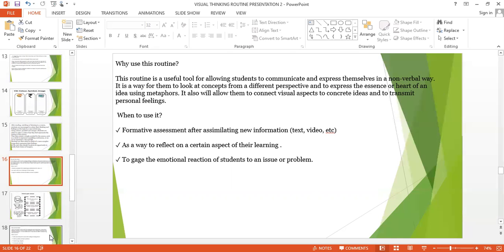When can we use this? We can use it as formative assessment after assimilating new information, text, videos, etc., as a way to reflect on a certain aspect of their learning or to gauge the emotional reaction of a student to an issue or a problem.